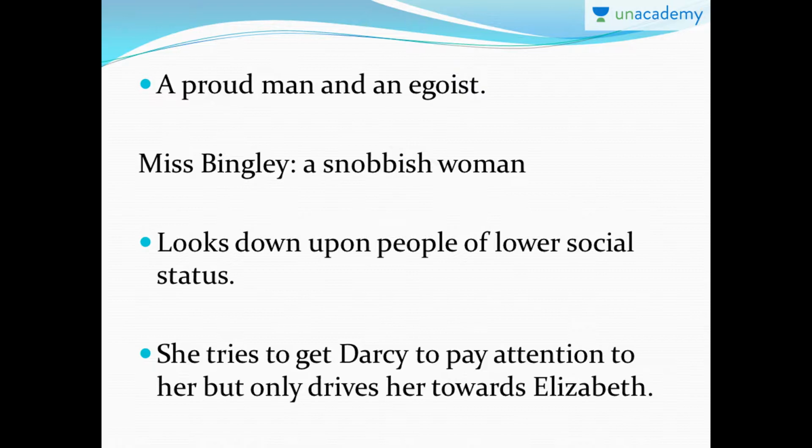And now we're moving on to a snobbish woman, Miss Bingley. She is the sister of Mr. Charles Bingley. She is a very snobbish woman. When we say snobbish, she's snobbish in every possible way. She looks down upon people of the lowest social status. That's exactly why she does not like Jane mingling with her brother Charles Bingley. She tries to put them down in every possible situation. Even when she meets her in London, she behaves rudely so that Jane will give up on her brother.